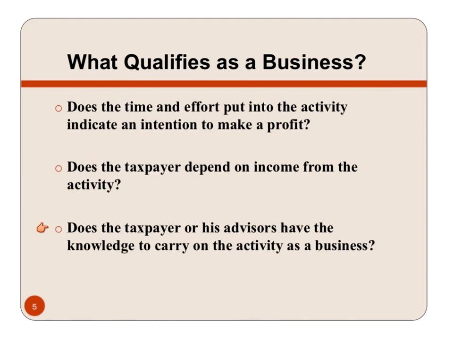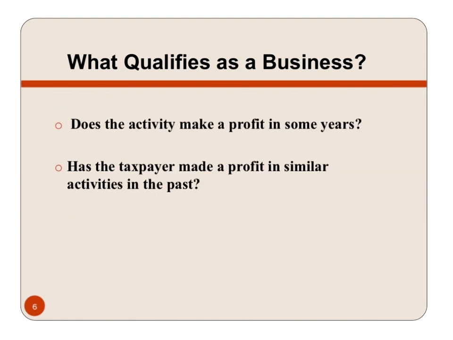Does the taxpayer or his advisors have the knowledge to carry on the activity as a business? And then the last two factors: does the activity make a profit in some years? Did you have a timber sale in the past? That's a good indication of whether you are holding your property for income production. Has the taxpayer made a profit in similar activities in the past?